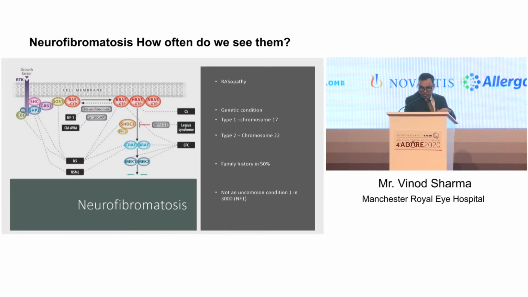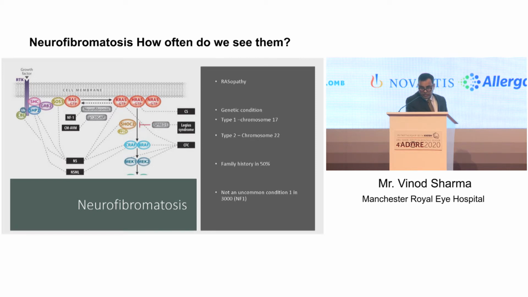So in this intracellular signaling pathway, there are several genes, and involvement of them can give rise to this condition called rasopathies, which involve things like Noonan's, Legius, cardiofaciocutaneous syndromes, and NF as well. So it's a genetic condition. We can divide it into two types. Type 1 is due to problems with chromosome 17, and type 2 due to mutations on chromosome 22.